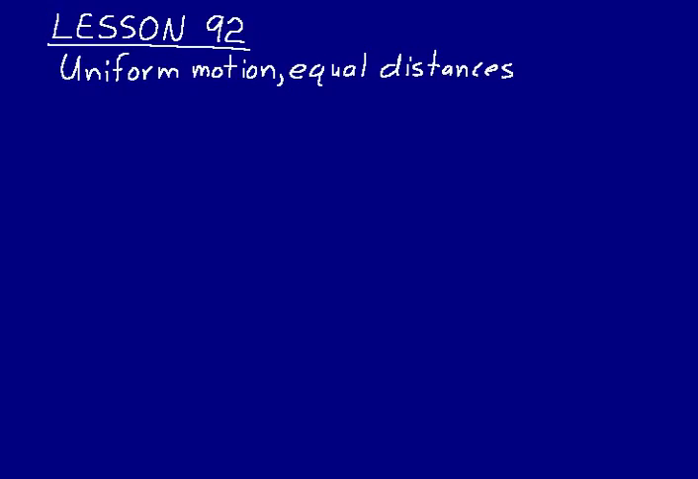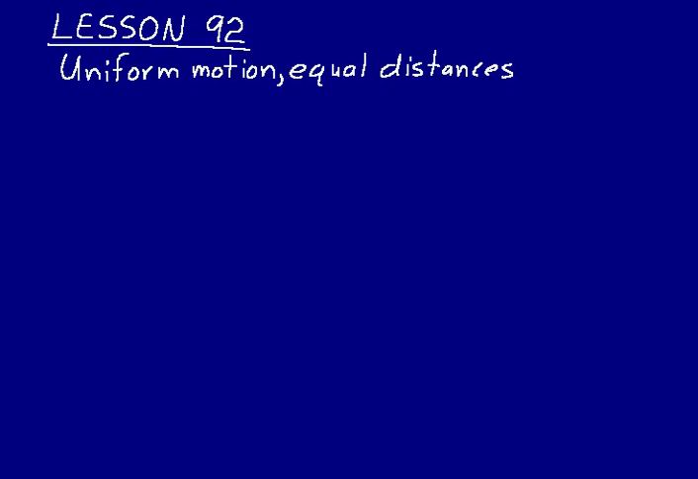In Lesson 92, you'll be learning about some uniform motion word problems that deal with equal distances. In this lesson, you'll be applying what you've been learning since Lesson 79 on these systems of equations where you have 4 unknown values and 4 equations. Those were getting you prepared for these uniform motion lessons.